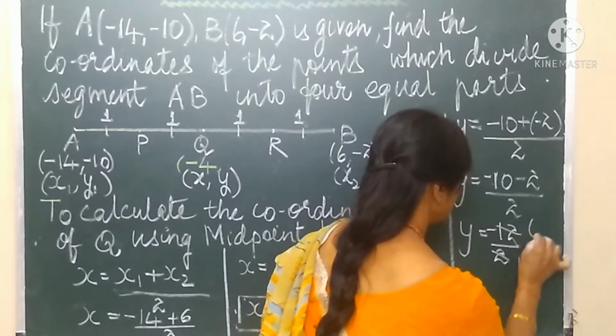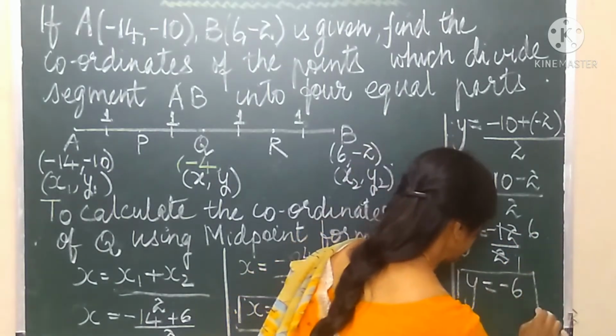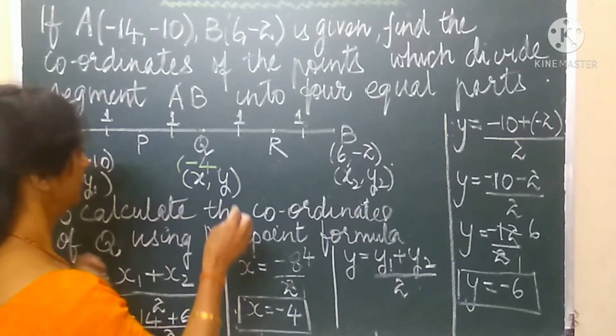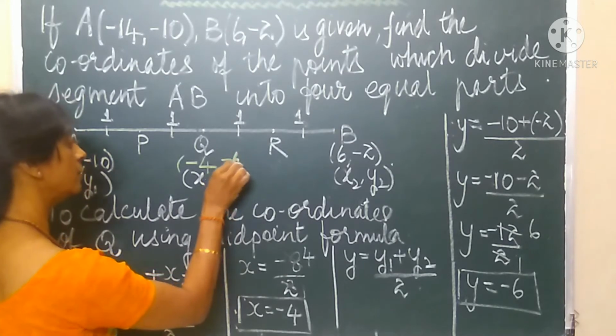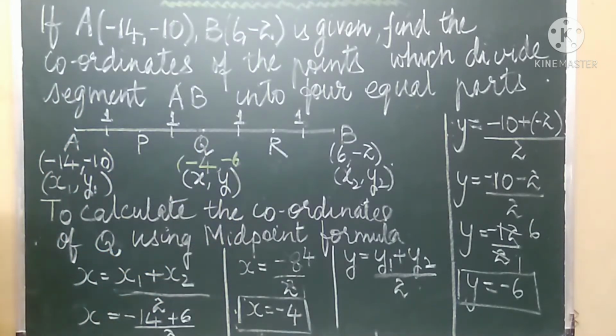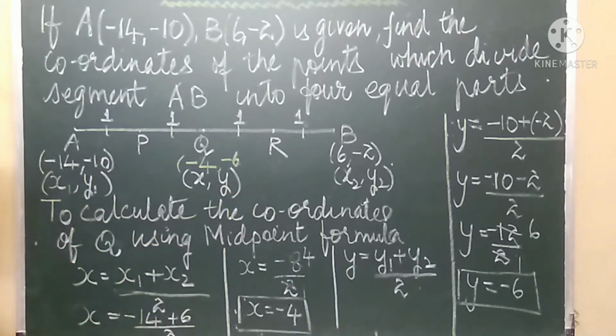2 ones are 2, 6 are. So, y is equal to minus 6. So, the value of y is equal to minus 6, which I penned on the board. So now, let's move on to find out P and R.